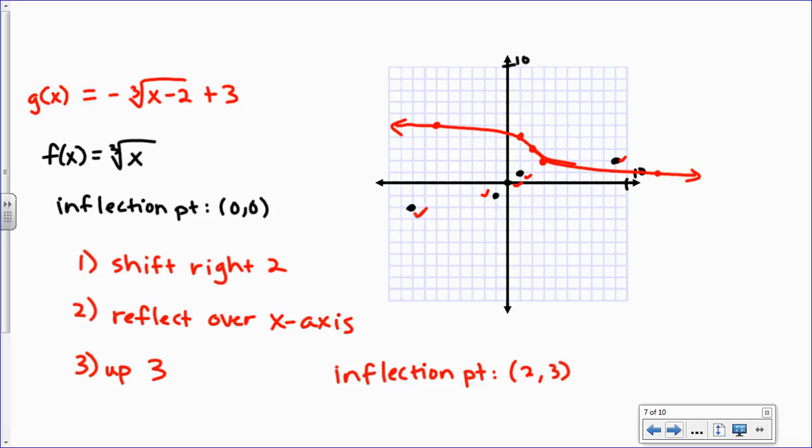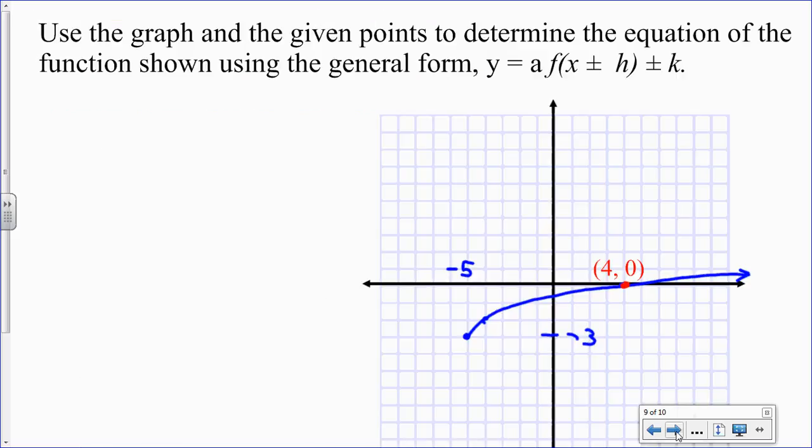Because here's your original. Here's the parent function. So you can tell that it's been reflected over the X. Now my line of reflection isn't exactly the x-axis anymore because I have those translations. But at one point it was reflected over the X. Okay? Okay with that? Alright, so if we think about going backwards, now we have the graph and we want to write the equation.